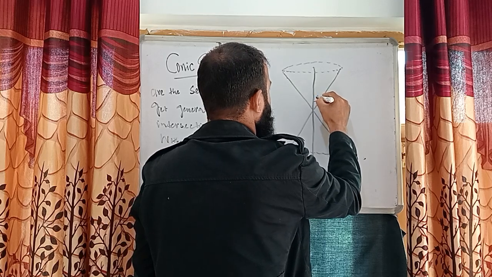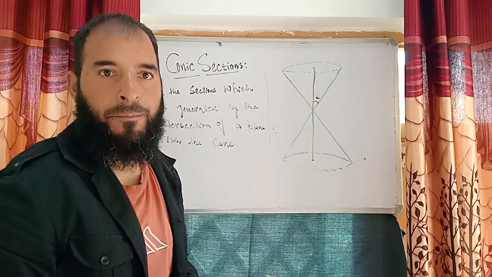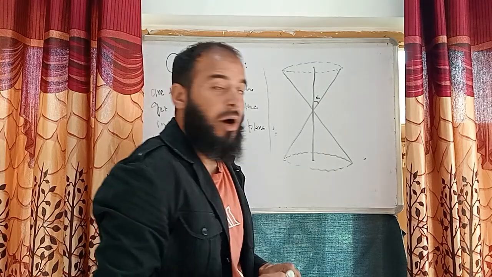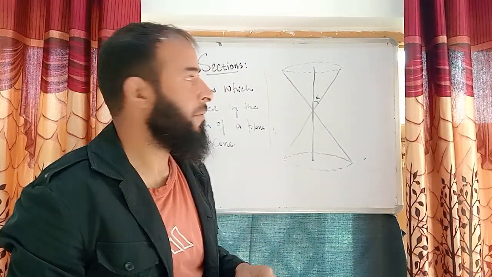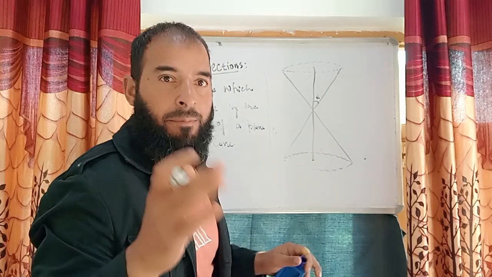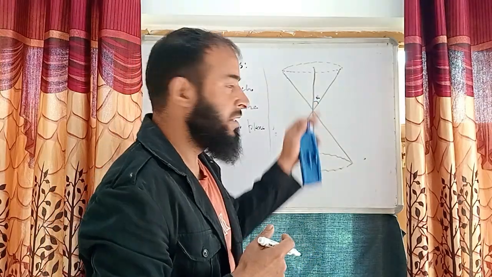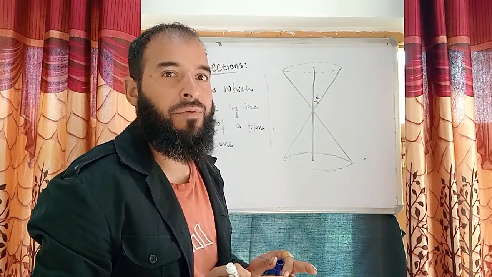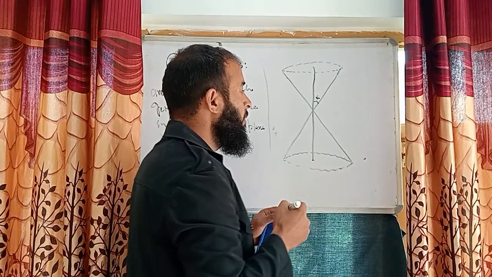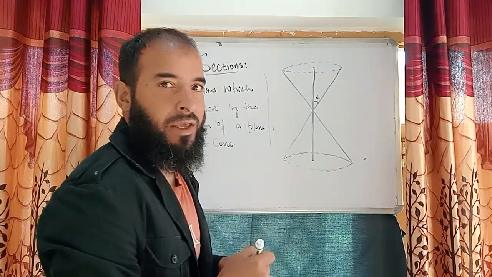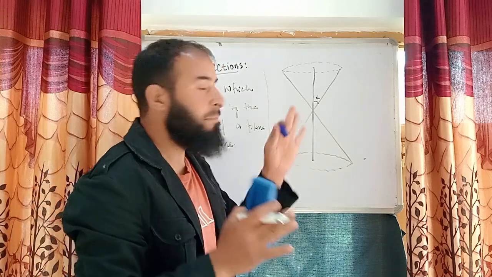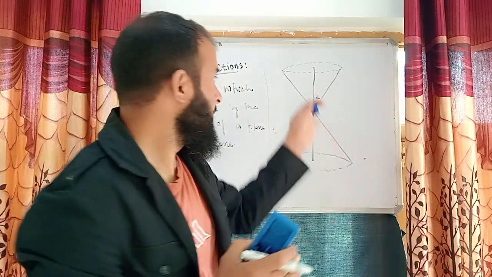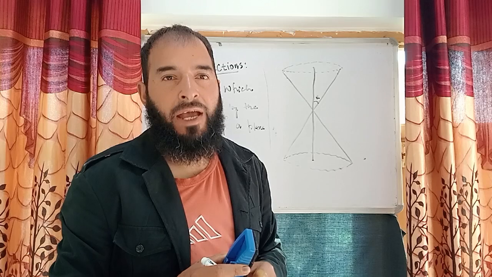This is the constant angle alpha. Now, how do these sections get generated? Let's take a plane and intersect this cone with that plane. The plane will cut this cone at different angles.